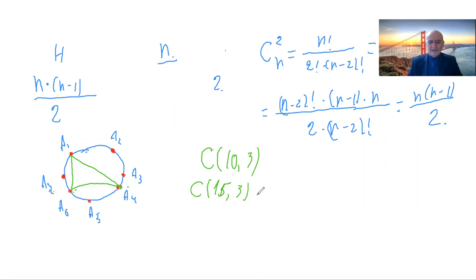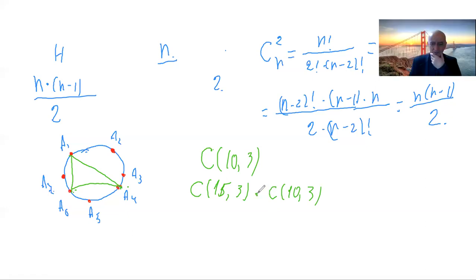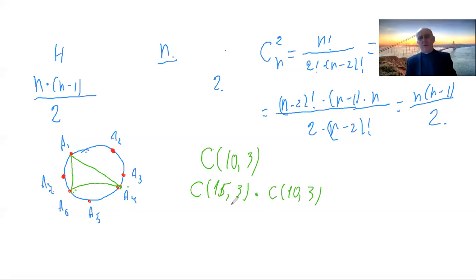C15 3. And women, we can choose C10 3. And now the question is, should we use sum rule or product rule? Product rule. We should multiply. Product rule, I agree, because when a task can be broken into steps, into stages, we use the product rule: 3 women and 3 men. Okay, very good.